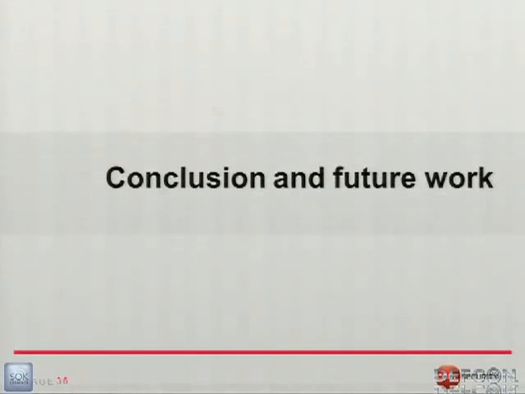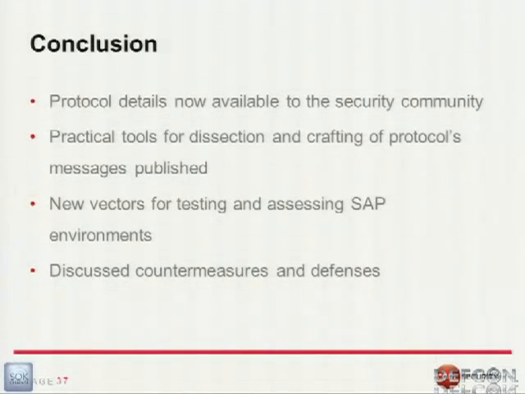So let's move on to the end. Well, we have discussed how the protocol packets look. The details about the protocol are now available. Practical tools, both for dissecting and for crafting packets, are available. Both tools will be released with the GPL license, so it will be available for anyone. There are new vectors that are now practical. There are well-known vectors, but now it's possible to perform actual attacks. We have also discussed some countermeasures and defenses to try to protect your systems.